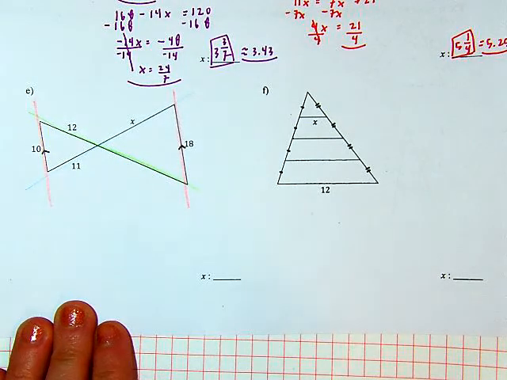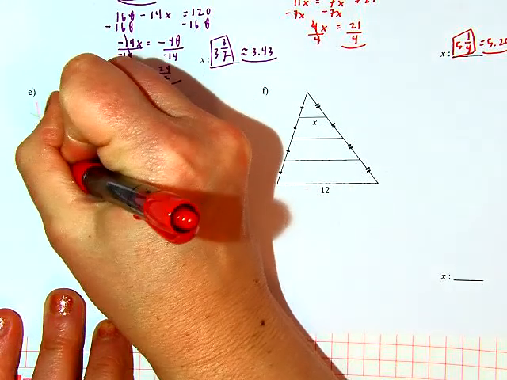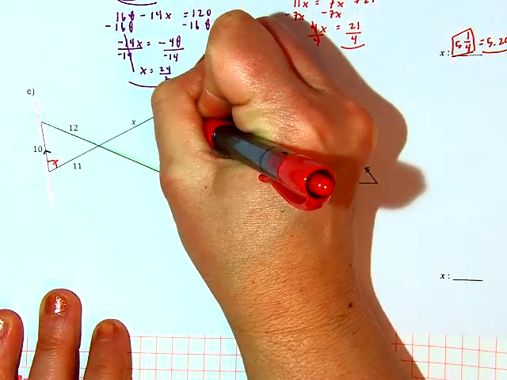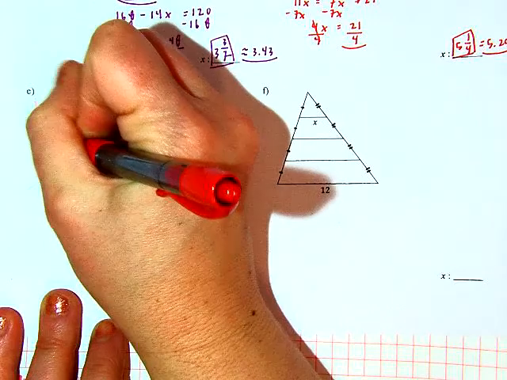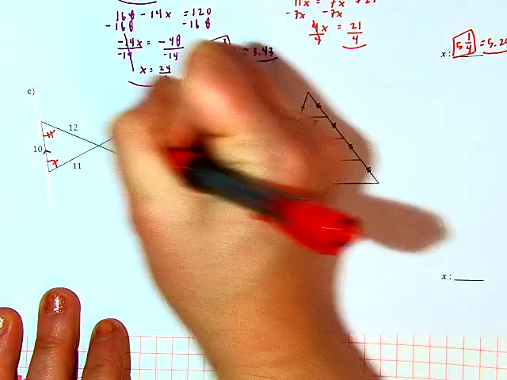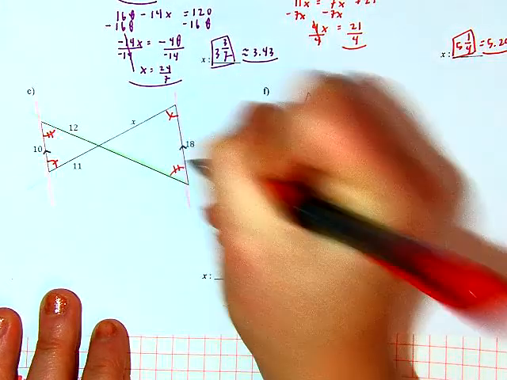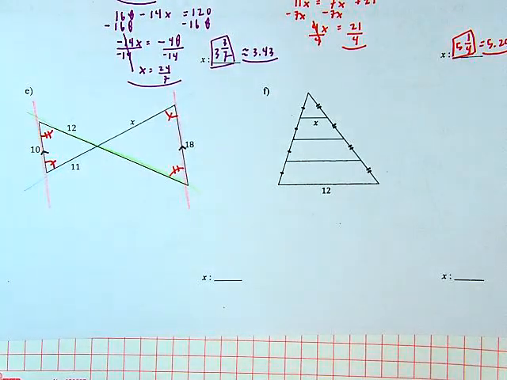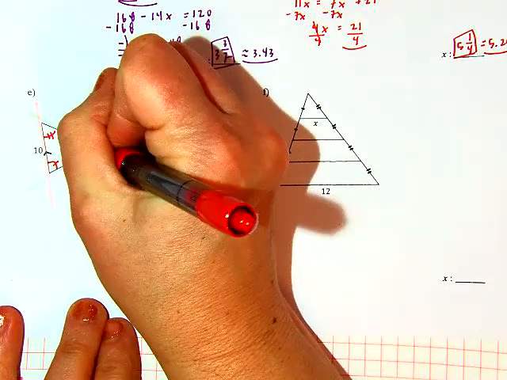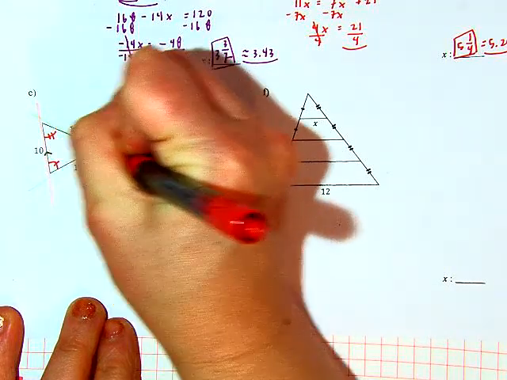So let me mark those angles. Here are alternate interior angles. Here are alternate interior angles. So I can see that my triangles are similar by AA again. I can also mark the vertical angles. They have to be congruent too. I'll give those a triple tick mark.